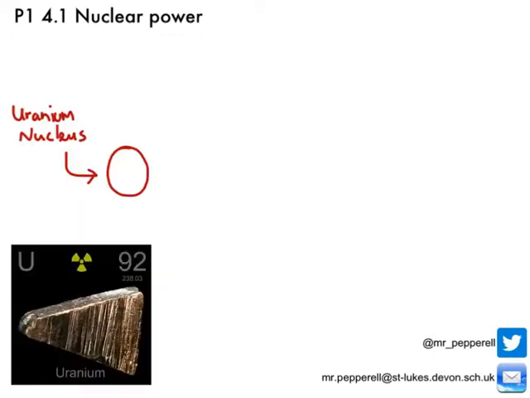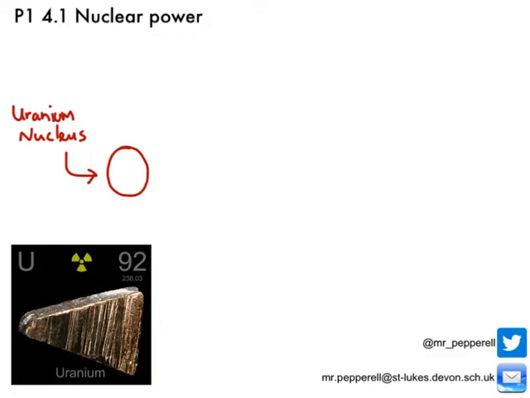So the fuel used in a nuclear power station is the radioactive element uranium, or in some cases it's actually plutonium, but mainly we're going to worry about uranium. Now, don't worry too much about why uranium is radioactive or what this actually means. We're going to cover that in P2.